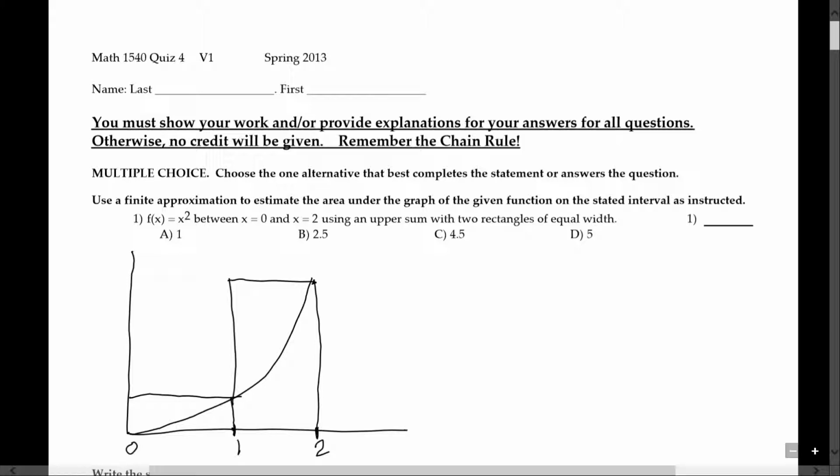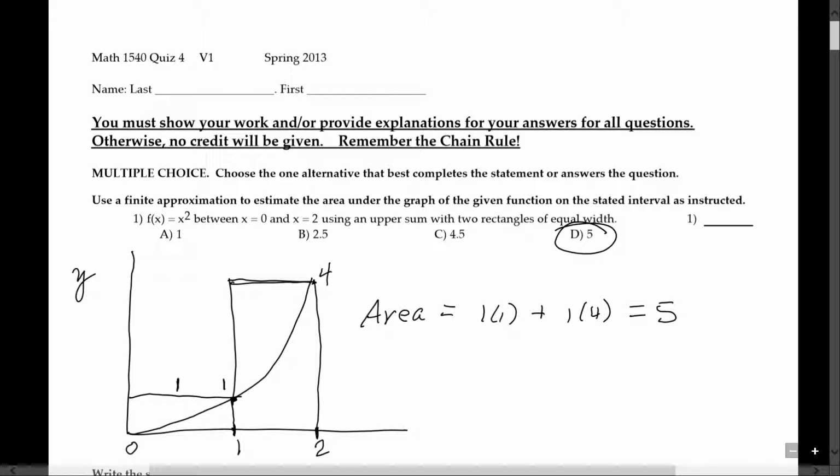The value of the function at x equal 1 is 1, so the height of this rectangle would be 1. The value of the function at x equal 2 is 4. And so the area would be 1 times 1 plus 1 times 4 equal 5. That would be answer D. For version 2, it would be A.